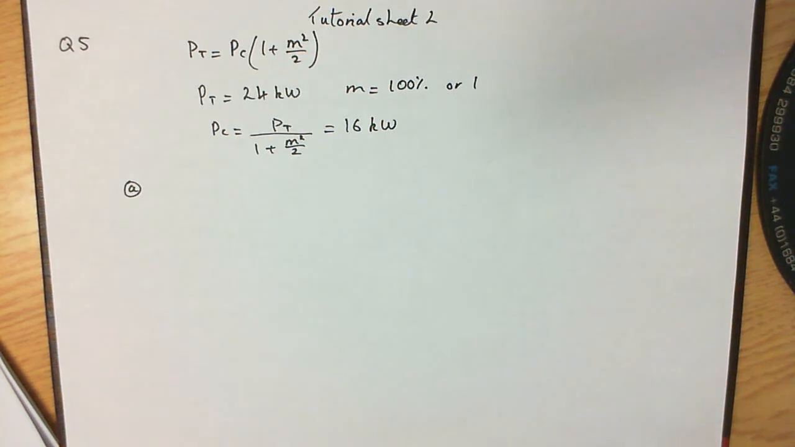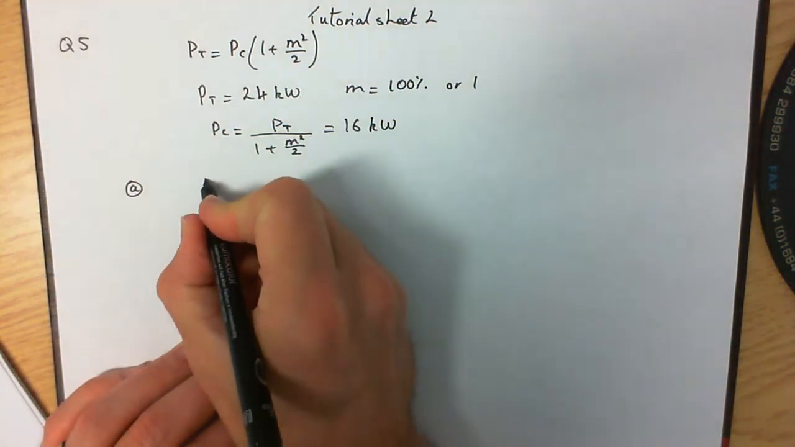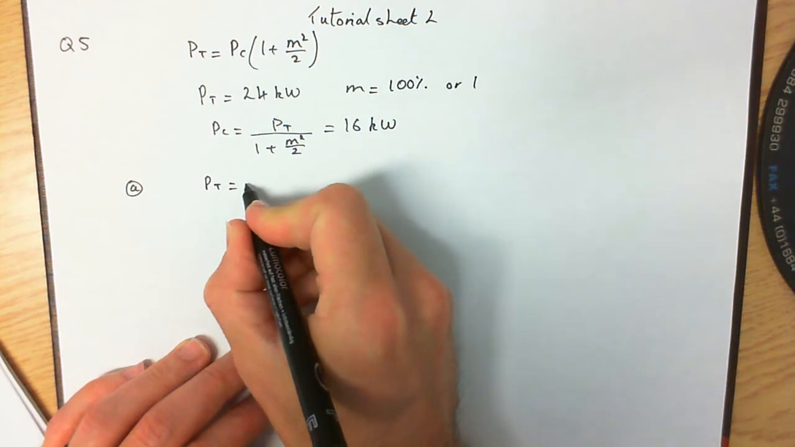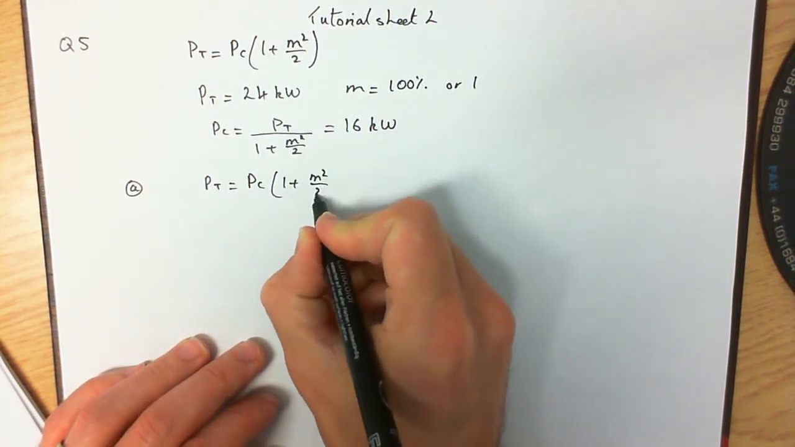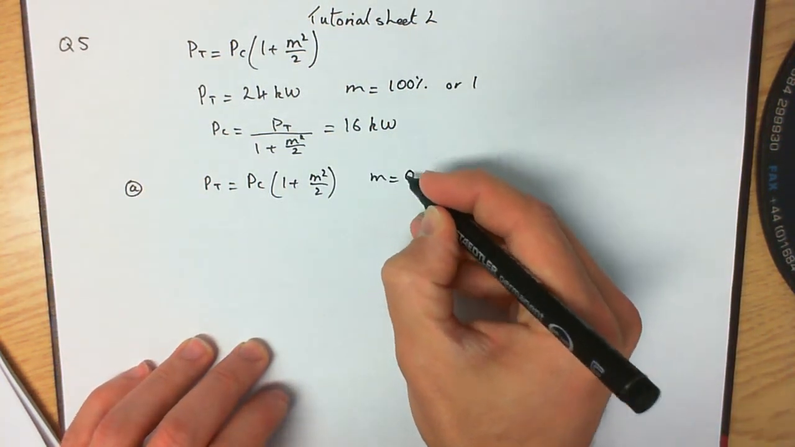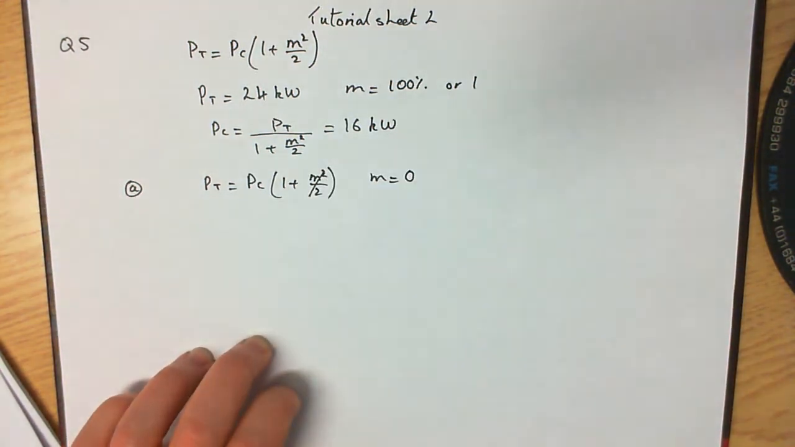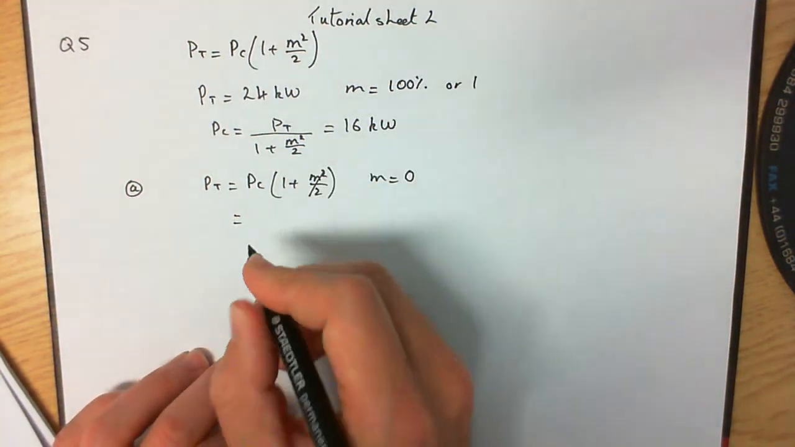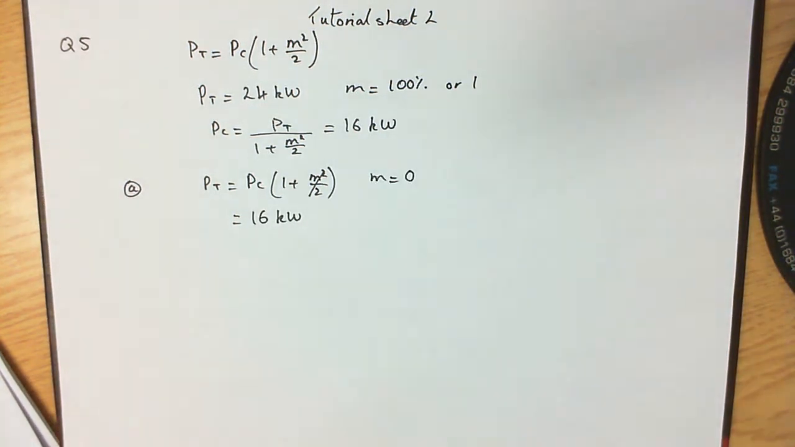So part A says determine the power output when the carrier is unmodulated. In other words, when M is equal to 0. So in this case, very simply, PT, write down the equation again. Well, when M is equal to 0, which is what it's asking for, when the carrier is unmodulated, that term just disappears, and we have PT is equal to PC, which is 16 kilowatts from before.